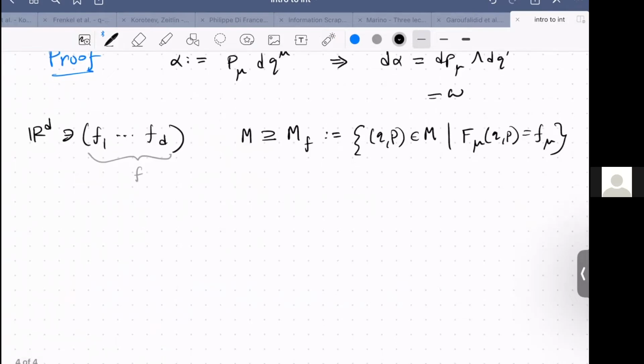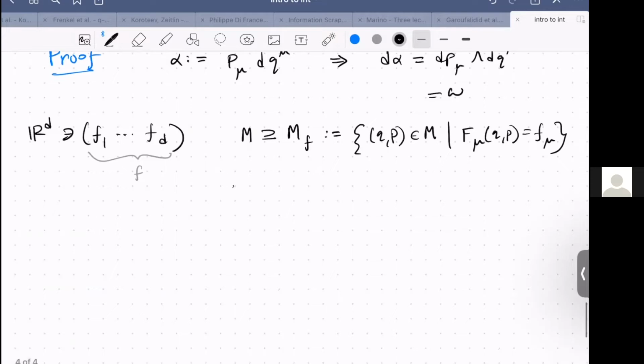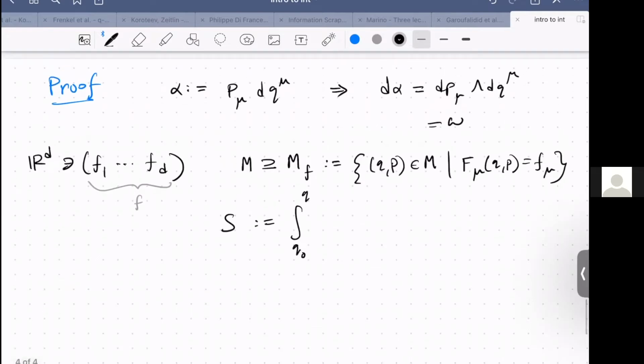Okay, we will see this explicitly soon. The last thing I'm going to define is some function S, and the definition is as follows. You start from some randomly chosen point inside your phase space, you integrate up to some other point inside your phase space, and the thing that you integrate is this one form.